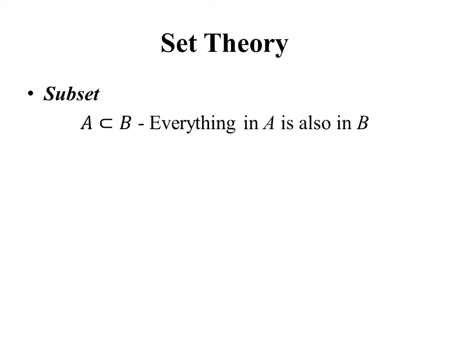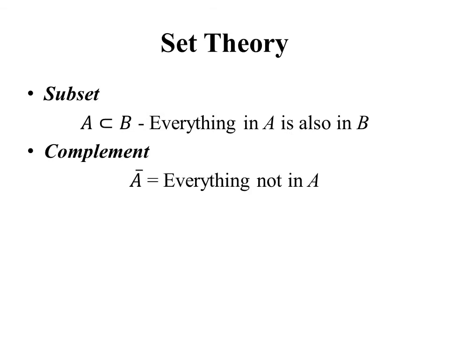Okay. A couple more ideas from set theory. Subset, denoted A is a subset of B, and that symbol means that everything in set A is also in set B. Another idea is the complement, denoted A with a bar over the top, or sometimes it's denoted A with a little prime next to it. Complement is the opposite of a set A. It's everything that's not in set A.